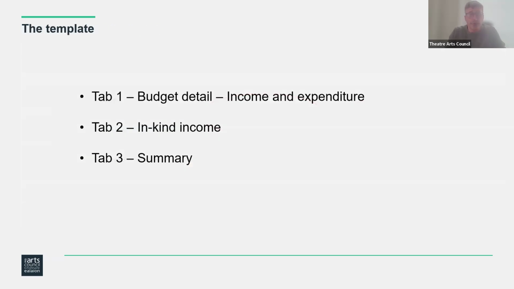Okay, so like I said, we'll be going through the three tabs here. Budget detail, which covers income and expenditure, and then tab two, which covers in-kind income, and then tab three, which covers the summary.